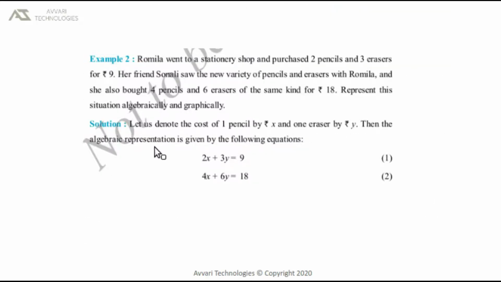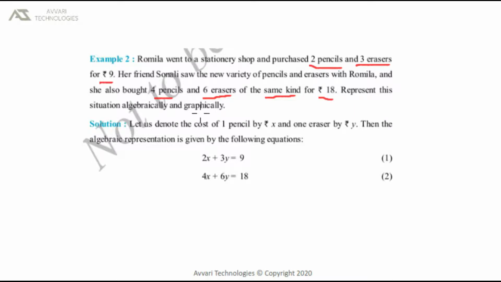Now let us take a look at example 2, which states that Romila went to a stationery shop and purchased 2 pencils and 3 erasers for rupees 9. Her friend Sonali saw the same variety of pencils and erasers with Romila, and she bought 4 pencils and 6 erasers of the same kind, and she spent 18 rupees. Represent this situation algebraically and graphically.